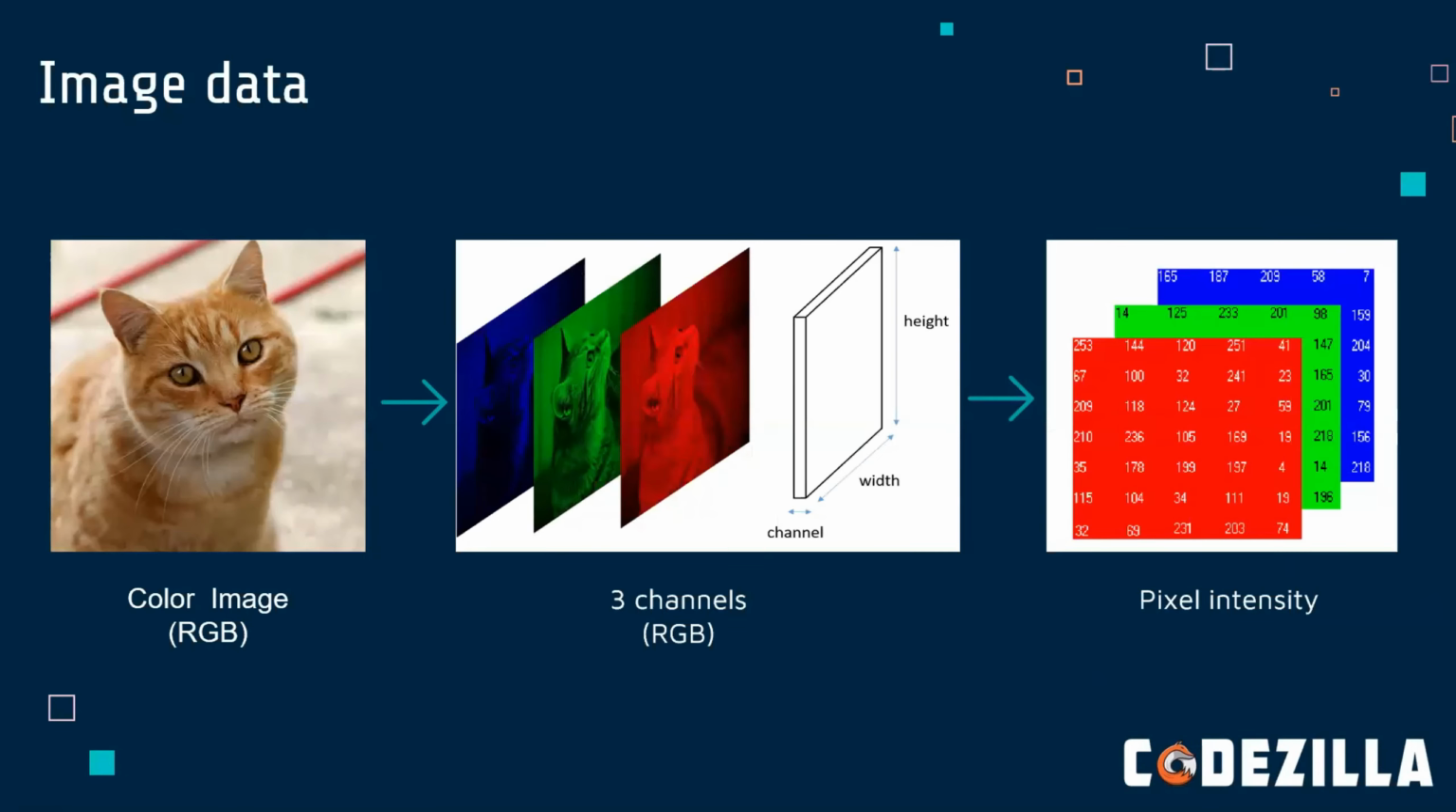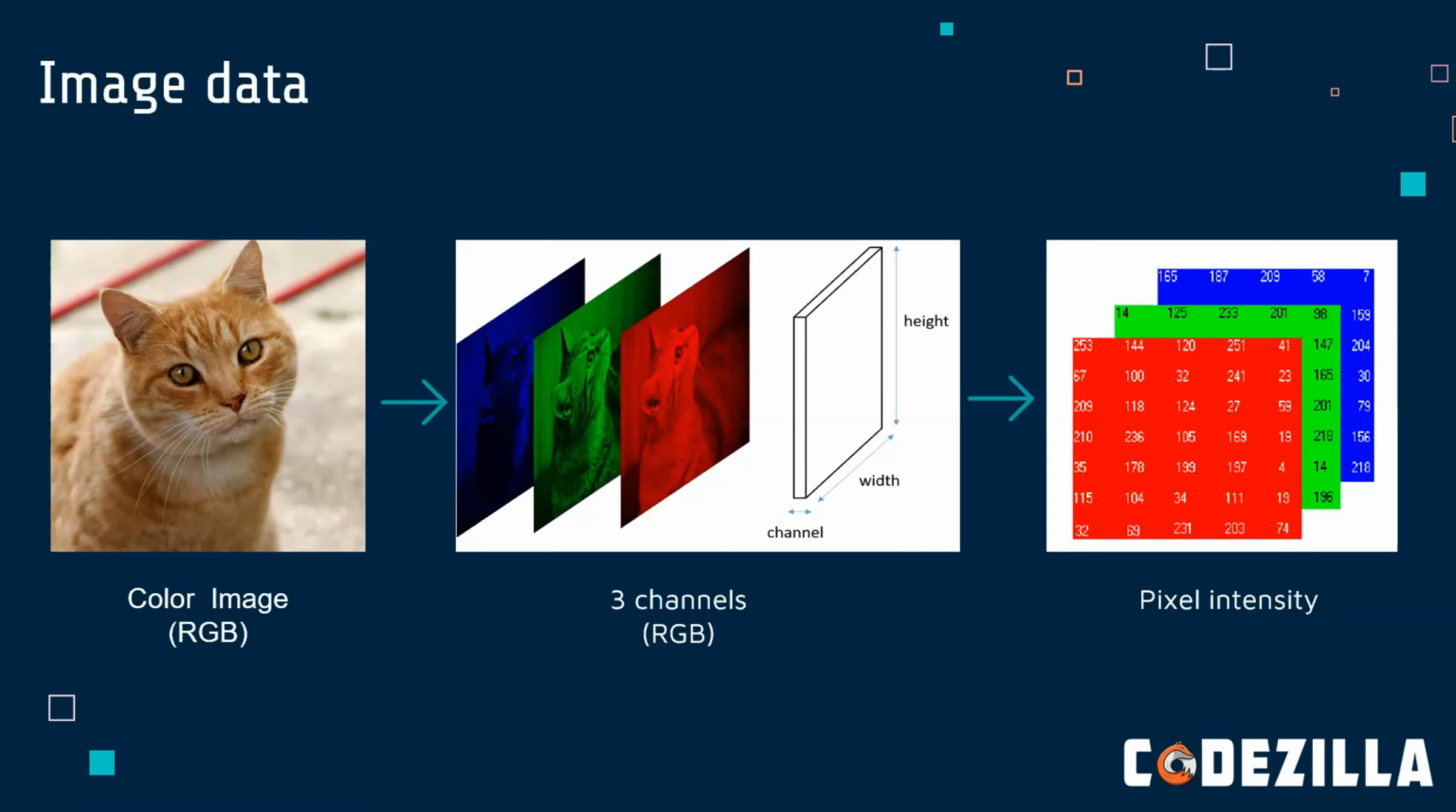But what about colored images? A colored image is generally stored in the RGB system. RGB stands for red, green, and blue. Each image can be thought of as being represented by 3 matrices, one for each color channel. This means you need 3 times the amount of data to store a colored image compared to a grayscale image.